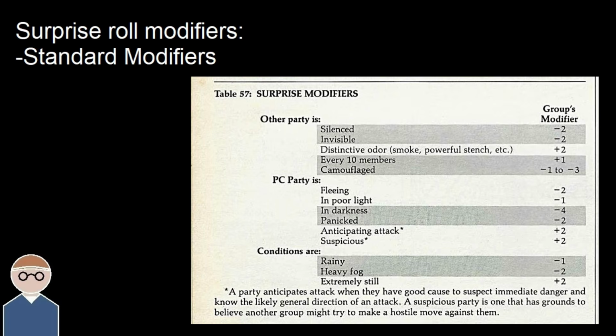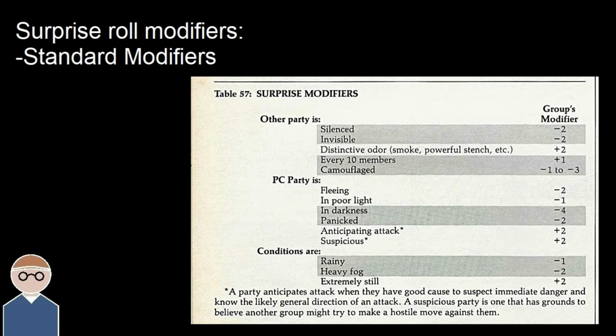The standard modifiers can be used in any encounter where we have surprise rolls, and they can be found in Table 57, which is on page 102 of the DMG. Examples of these are if one party is invisible, or maybe the party making the roll has reason to be suspicious. They're like those guys in the Metal Gear games where they have question marks over their heads.